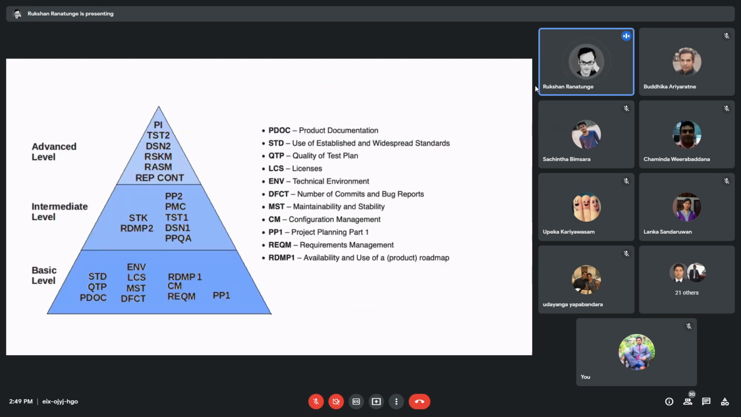These are the levels used in the open source maturity model, which is a popular methodology to assess the open source project that you're developing. As you can see, they assess you on product documentation, quality, licensing, using IoT standards, number of commits, design, and so on. Then they assess on basic, intermediate, and advanced levels, and they ultimately give a score after assessing your project.